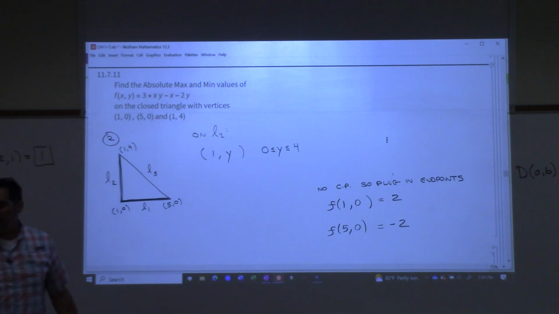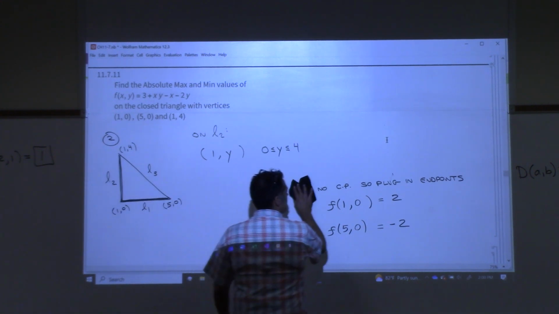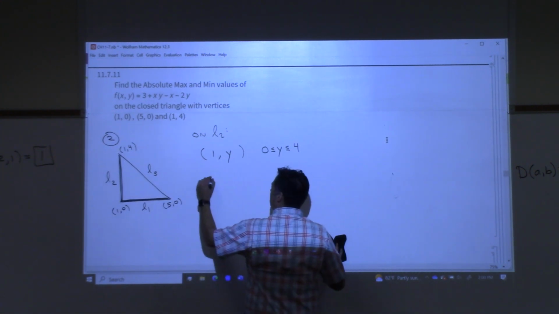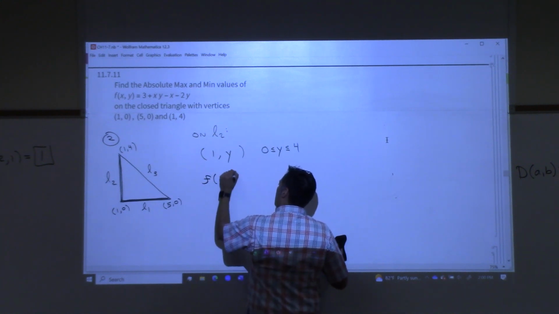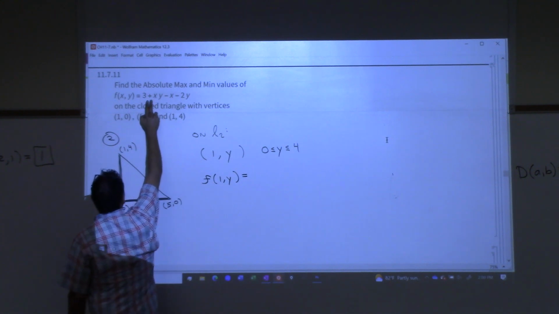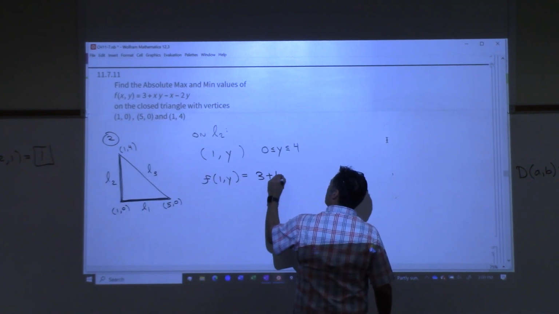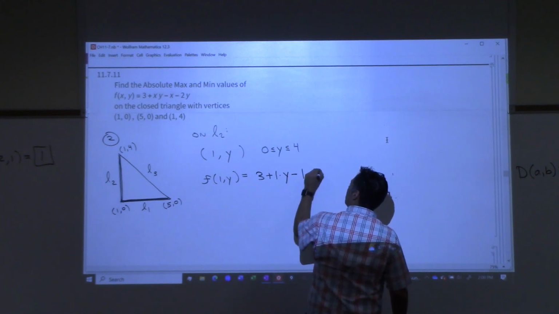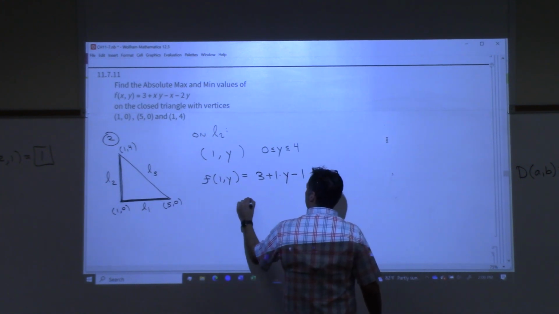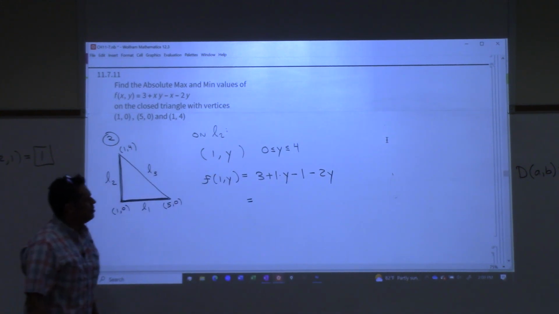And then I play the same game. I say, let me plug this in to the original function and see what that output would look like. All right, I'm replacing x with 1 and y with y. So we get 3 plus y minus 1. Let me write it out. 3 plus x was 1 times y minus 1 minus 2y. So is this not just a line again? 2 minus y.